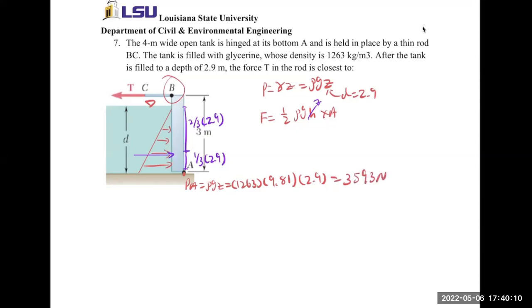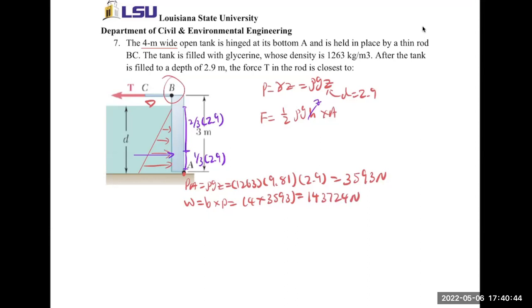Okay. After we determine the pressure at A, we need to determine what the weight is. Since the width is given right here, 4 meters wide, the load is going to be b multiplied by the pressure, so that's going to be 4 multiplied by 3593. We're going to get 14372 newtons.